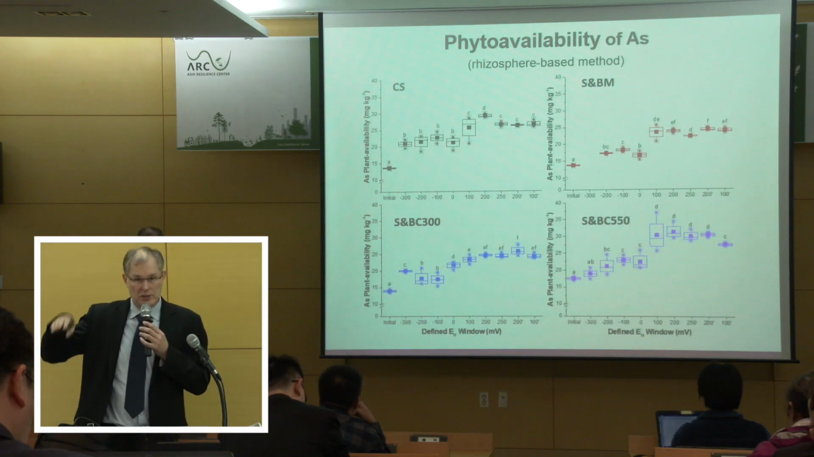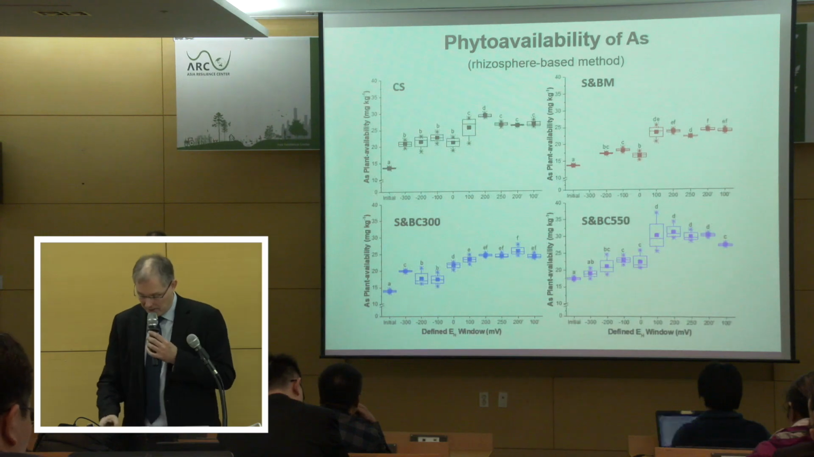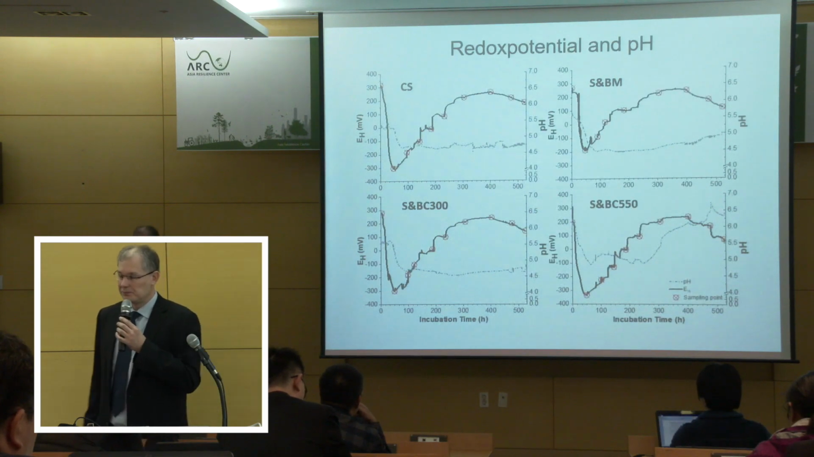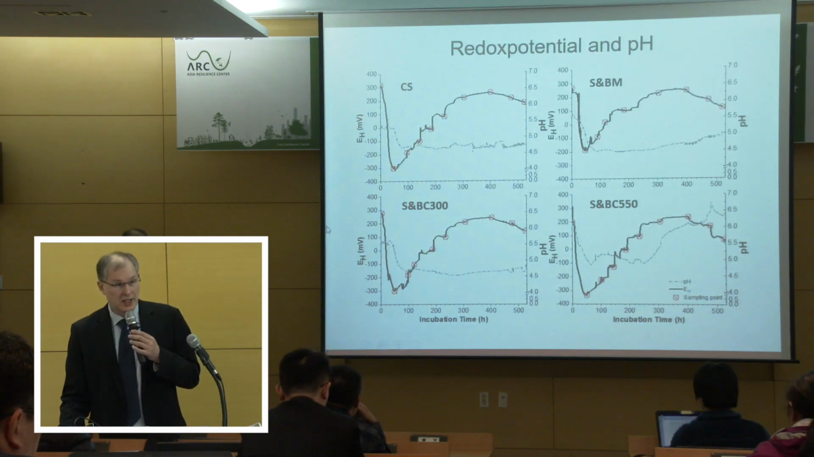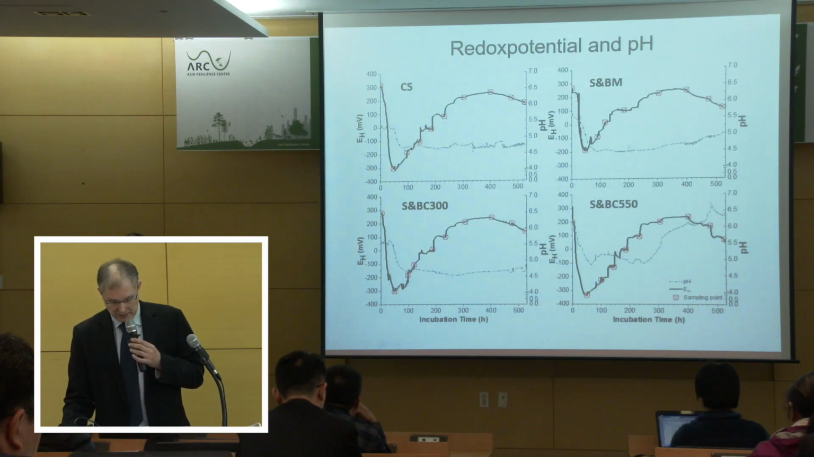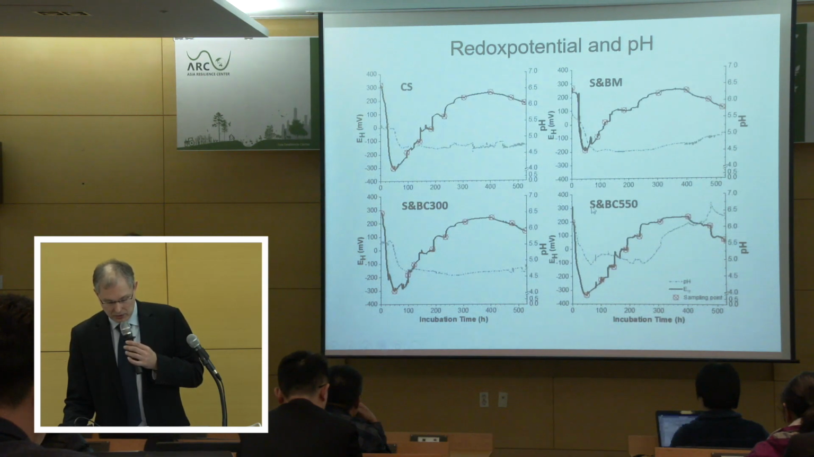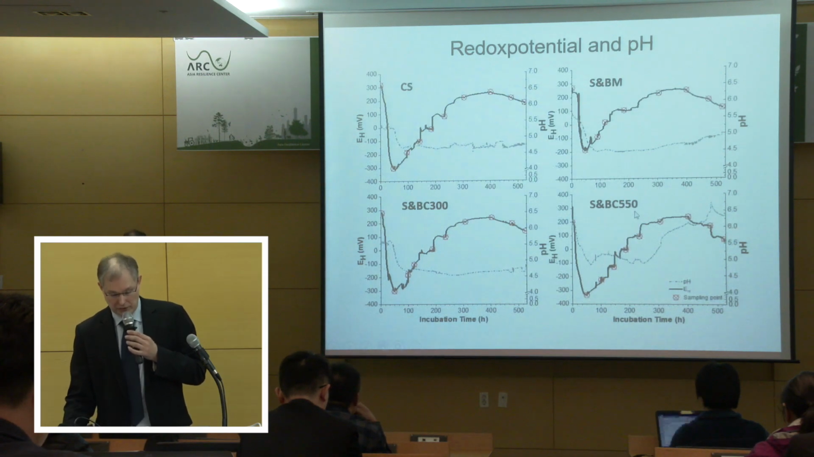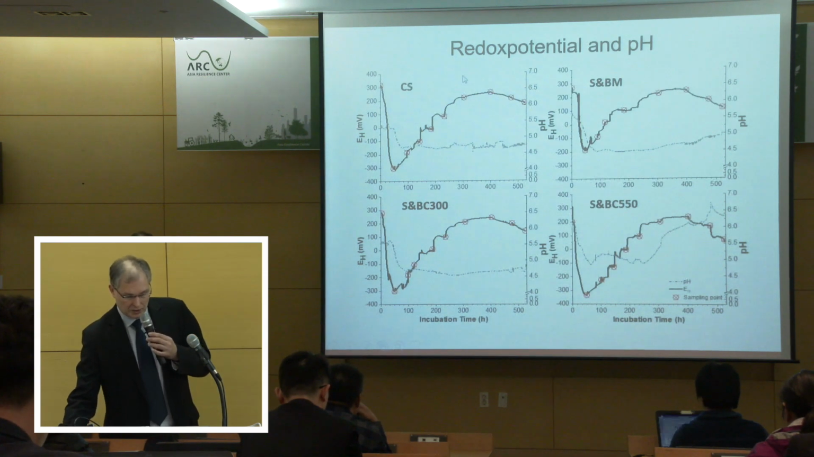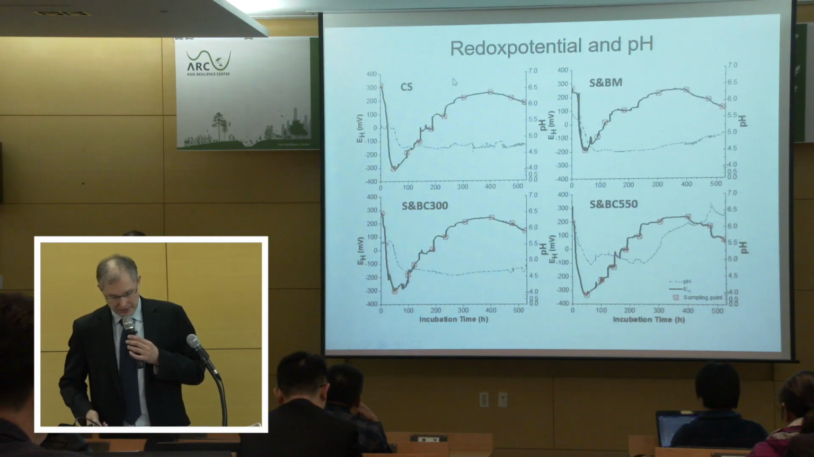If you have oxic conditions, pH is going down, but this also has certain effects on the mobilization of different trace elements. Important to realize that the pH here increases in the soil treated with biochar produced at 550 degrees. So now let's have a look at the results.